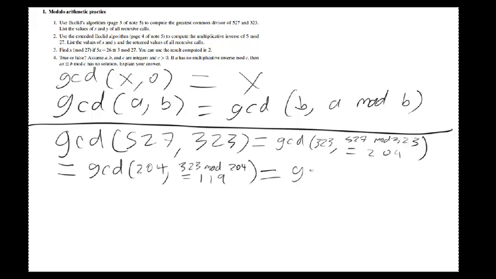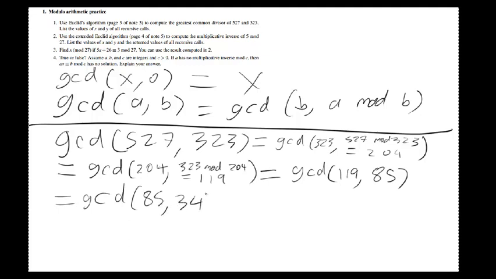This in turn is the GCD of 119 and 85. The remainder when you divide 204 by 119 is 85, because 204 is just 119 plus 85. This is the GCD of 85 and 34. 119 is 85 plus 34.